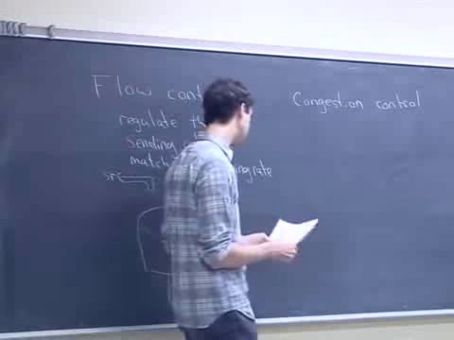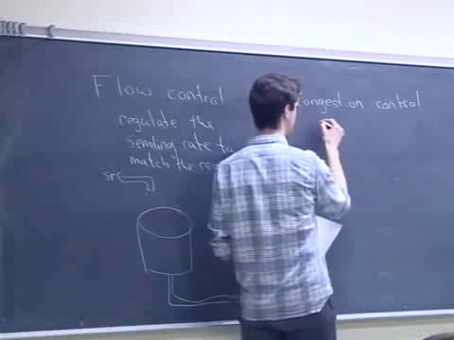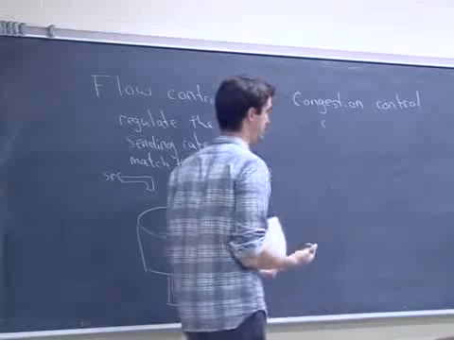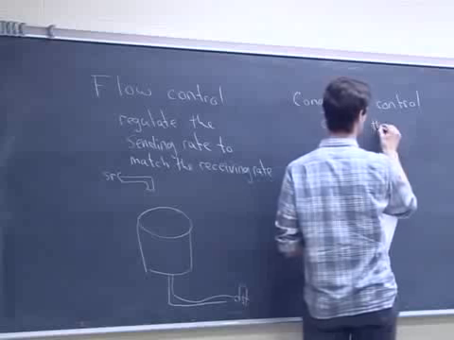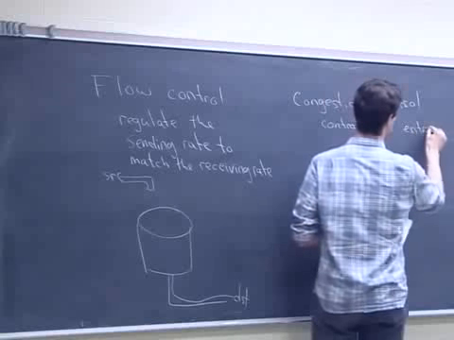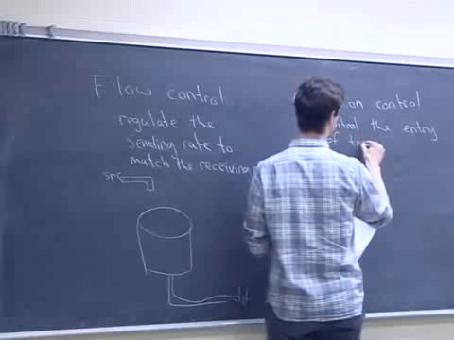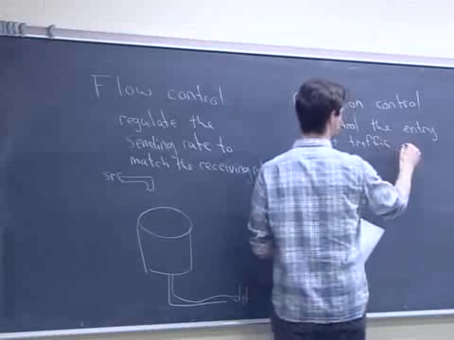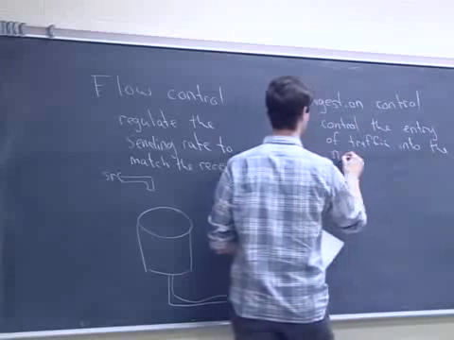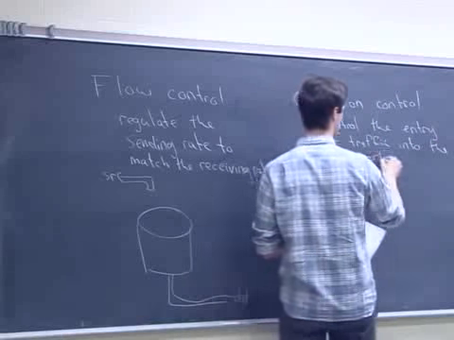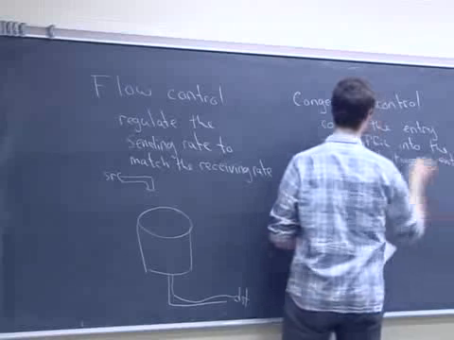So the difference is congestion control controls the entry of traffic into the network to prevent congestion collapse, all right? So we control the entry of traffic into the network to prevent congestion collapse.